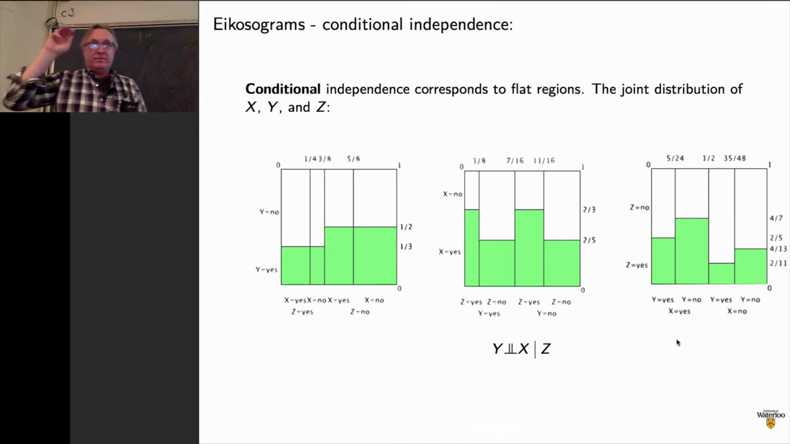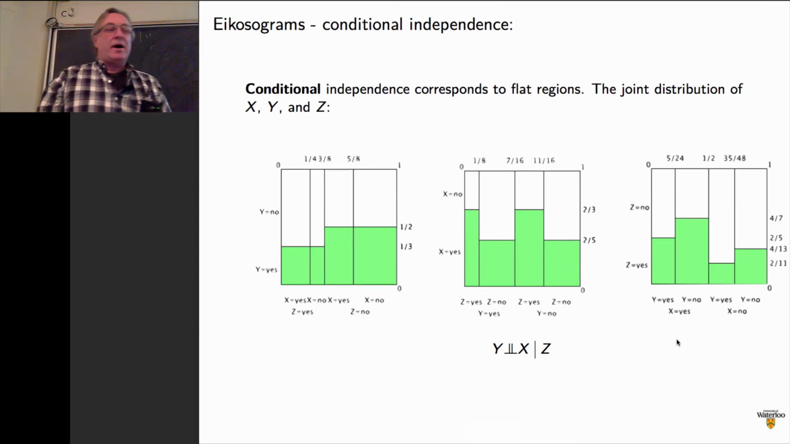Now let's move up to 3 variates. So now I've got an X, a Y, and a Z. They're all binary, just to keep things simple. And these are all representing the same thing depending on what's the response. The response here is Y, here it's X, here it's Z. They take value yes and no.